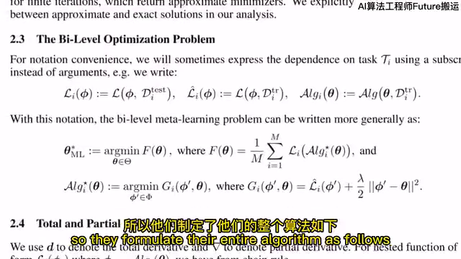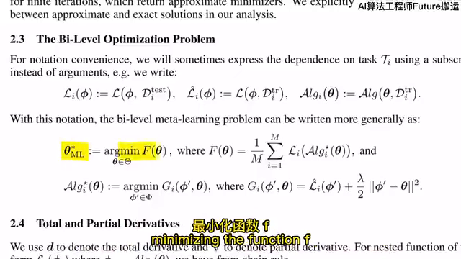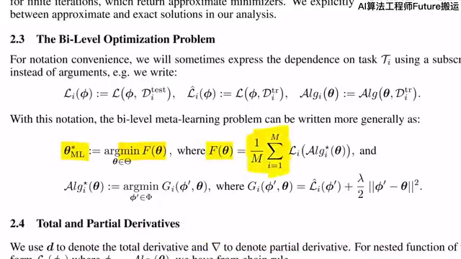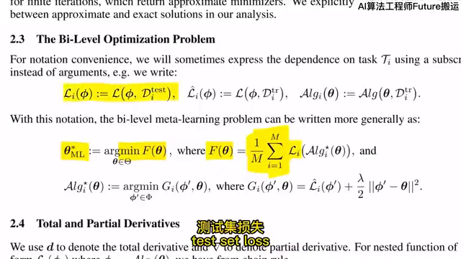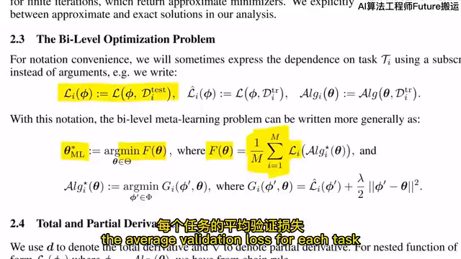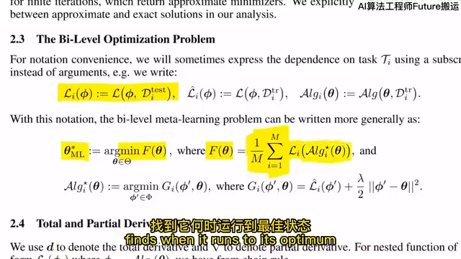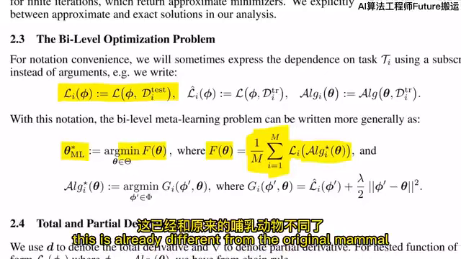So they formulate their entire algorithm as follows. We want to find the best meta-learning parameters by minimizing the function f, where f is the average losses, and L here, now that's the test set loss, the average validation loss for each task of the parameters that the inner optimization procedure finds when it runs to its optimum. Now this, you can see here, is already different from the original MAML.